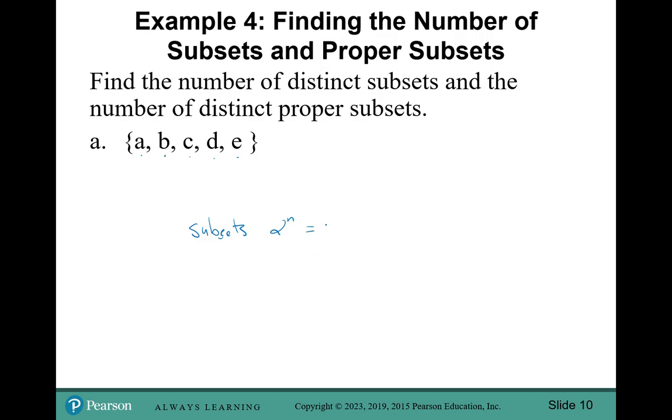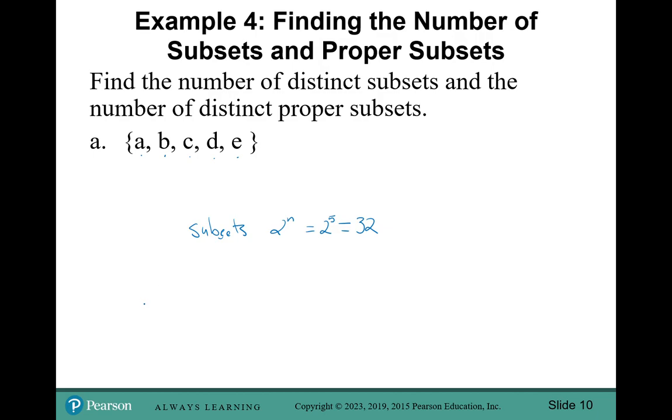So this tells us that the number of subsets we have should be 2 to the 5th power. Now 2 to the 5th power, that's 2 times 2, which is 4, times 2, which is 8, times 2, which is 16, times 2, which is 32. So we should have 32 subsets here.